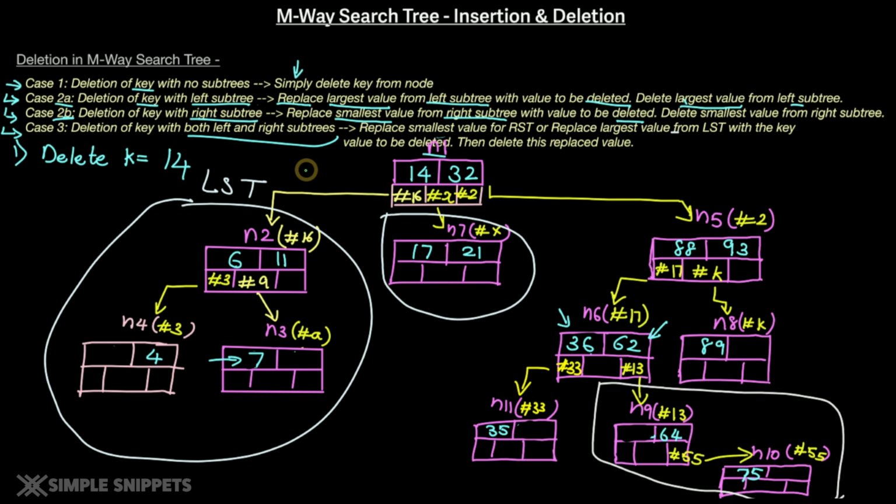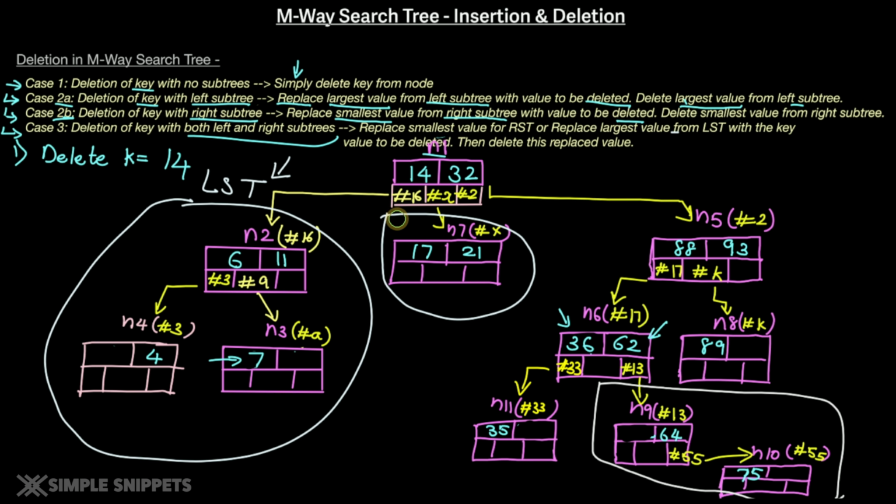So if you were to check the largest value in the left subtree, which is the largest value? It is 11. So you can either replace 14 with 11 and then erase this 11 out, and in doing so the M-way property is still maintained, because for 11 all the values to the left are still smaller than 11. Correct? 6, 4, 7 are still smaller than 11. So the property is still maintained.